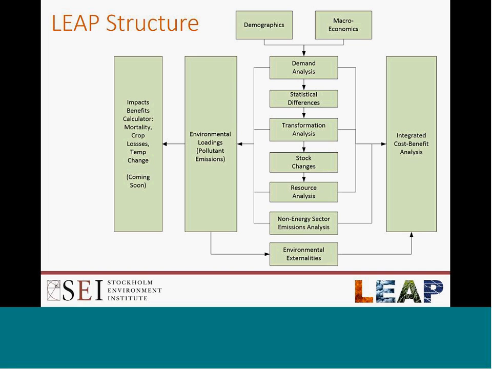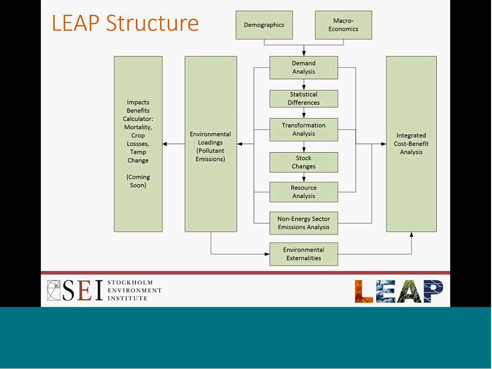The main spine of the calculation is down the middle, and then hanging off the side, we have two additional calculations. We have the environmental loadings, so that's a place where we can put in all of our emission factors and calculate overall greenhouse gas, local air pollutant, and short-lived climate pollutant emissions.